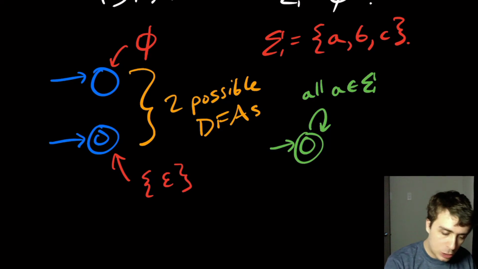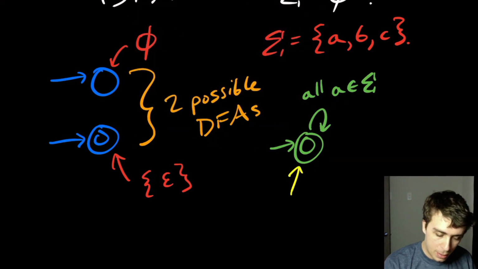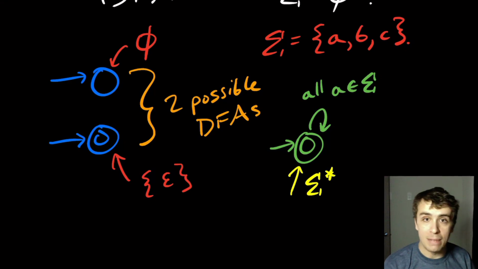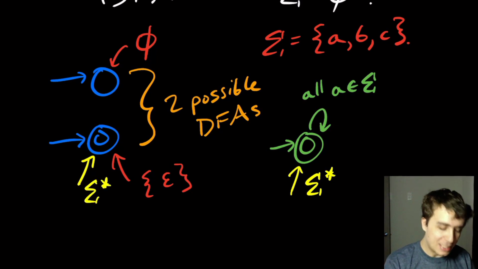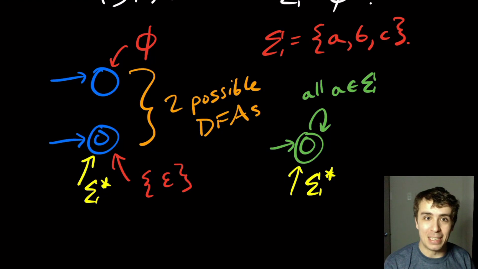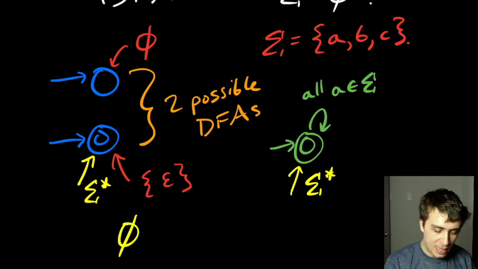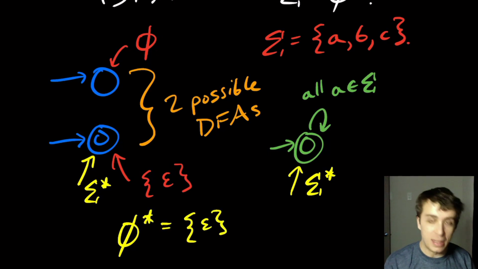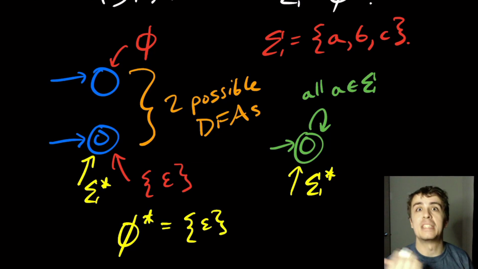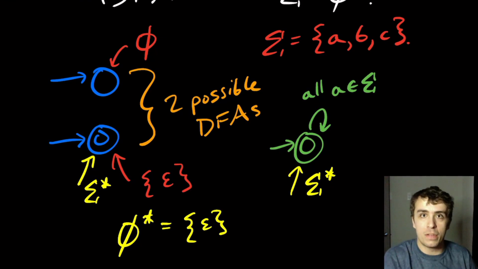The language of this guy right here is sigma star, obviously, because it accepts all strings. But this one has to also be sigma star because it accepts all strings over that particular alphabet. And so we get another way of proving the statement that empty set star is equal to the set which contains the empty string. It's an alternate proof of that statement. You can go through the definition and prove it that way, but this is an alternate proof, which I think is pretty cool.